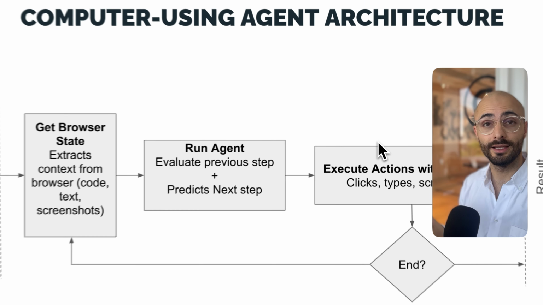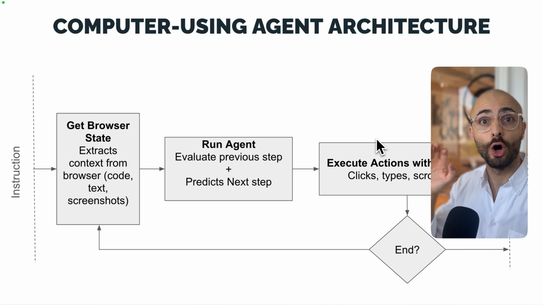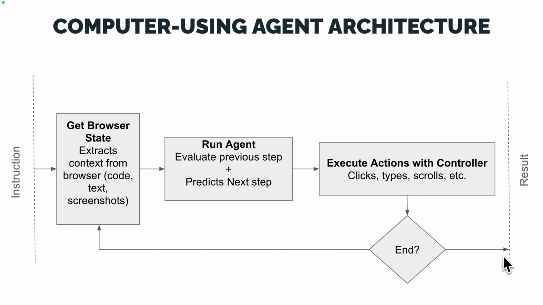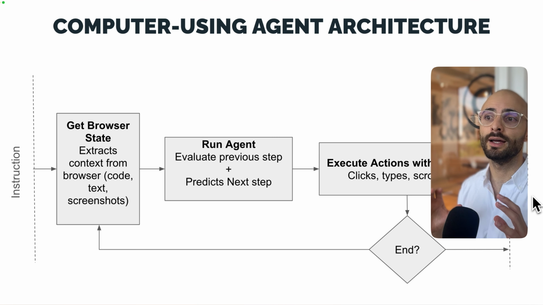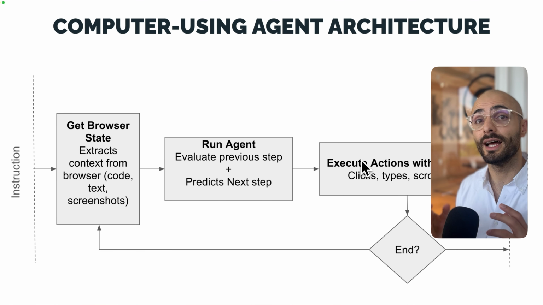Then after that, it actually executes actions with the controller. The controller, in this case, we're going to be using Playwright, and that's what is actually used to click, type, and scroll, etc. on your actual browser. From there, it makes a decision: does it need to continue to the next action and continue the loop, or does it end? And then from there, it displays a result or the task is completed. So that is the simplified architecture of computer using agents. I'm going to go through each of these step by step so that you can understand how these AI agents actually work under the hood.